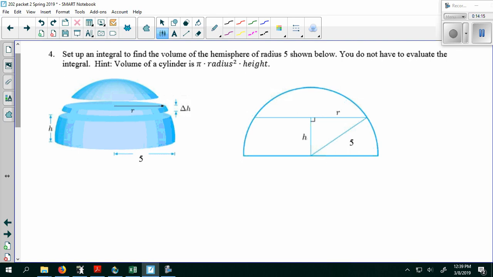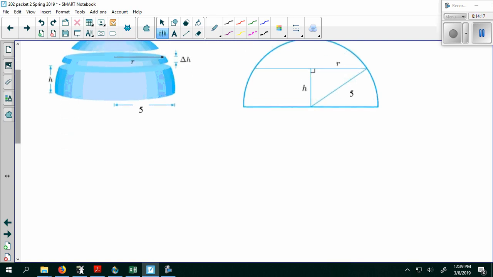So each slice has a radius r. It's not always 5 because the radius gets smaller as you move up the height of the hemisphere. So the volume of each slice is pi r squared delta h. Right? So the volume of a cylinder is just the area of the base of the cylinder times the height of the cylinder. The height is delta h, and the radius is r.